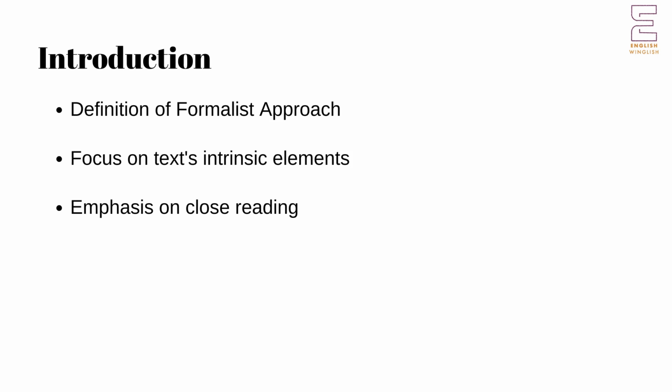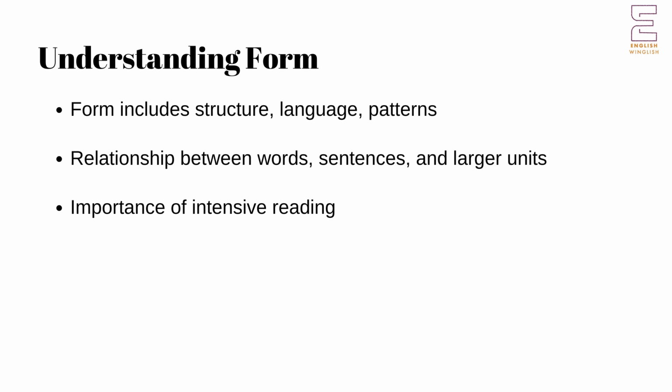Introduction. The Formalist approach to literary criticism emphasizes a close reading of the text, focusing on its form, structure, and intrinsic elements rather than external contexts such as author's biography or historical background. This method is centered on a meticulous analysis of the language, patterns, and internal logic of a literary work. This video will outline the process of formalist analysis, highlighting the key steps and considerations involved in making a close reader.